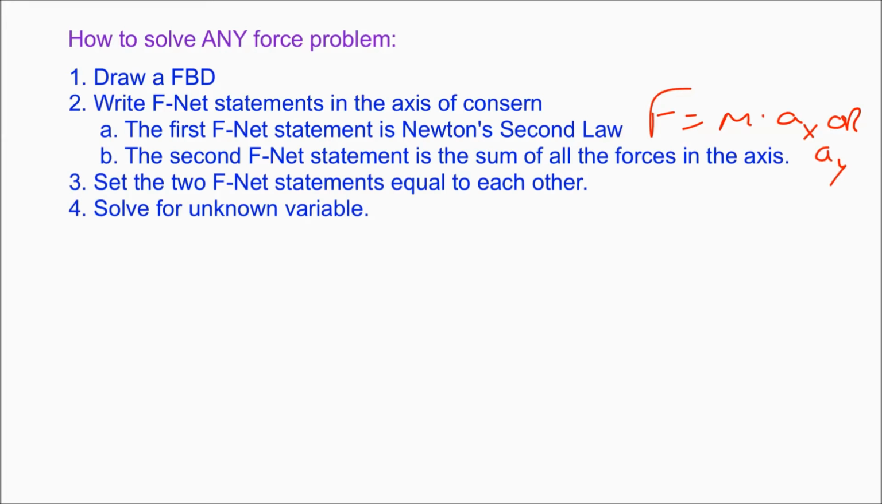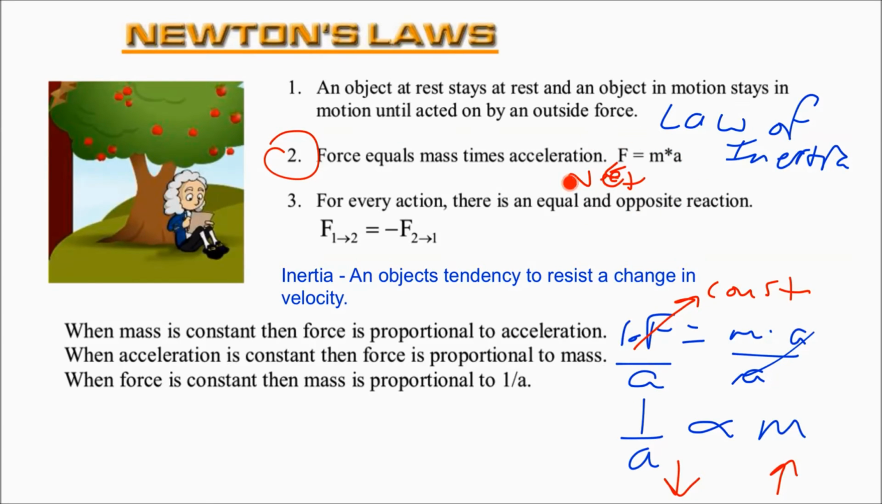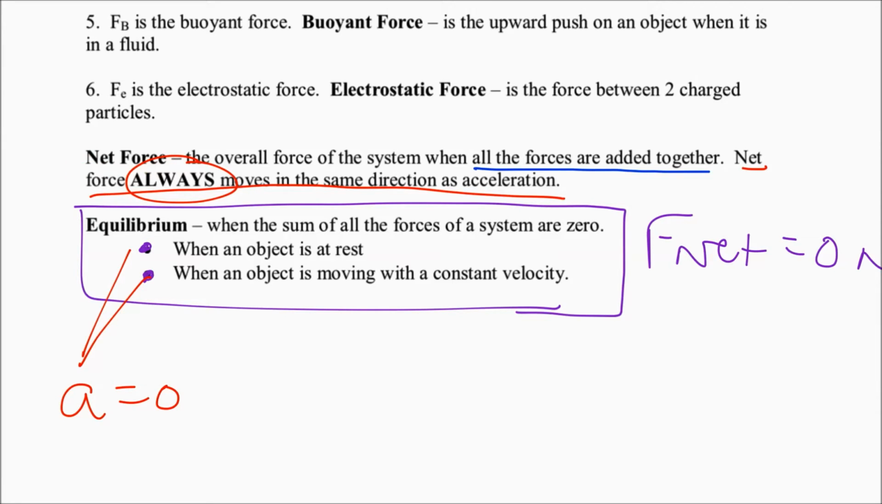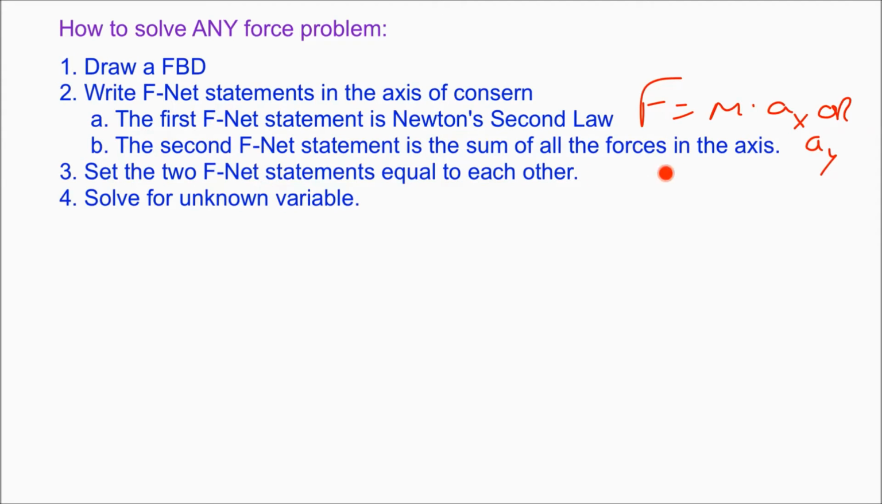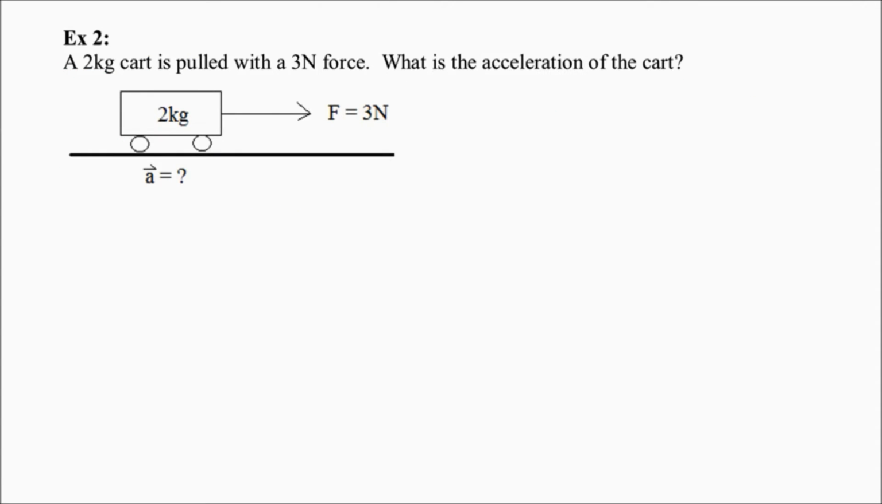Okay, then the second F-net statement is going to be the sum of all the forces in the axis. The reason that it is equal to both of these things is because that's what I've already told you the F-net is equal to. We saw earlier that F-net was Newton's second law, and we saw that right here. The net force is equal to mass times acceleration. And then we saw right here that the net force is when all the forces are added together. So we're just writing down both the things that F-net is equal to. Then we're going to set those two equations or statements equal to each other and then solve for the unknown variable.